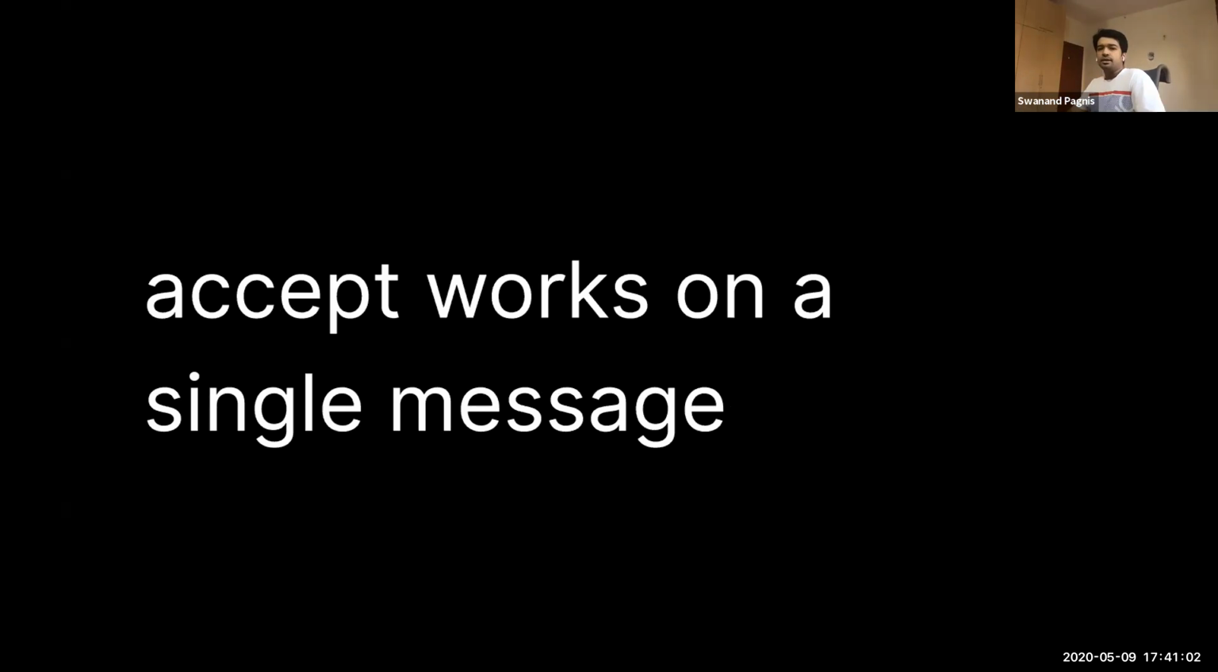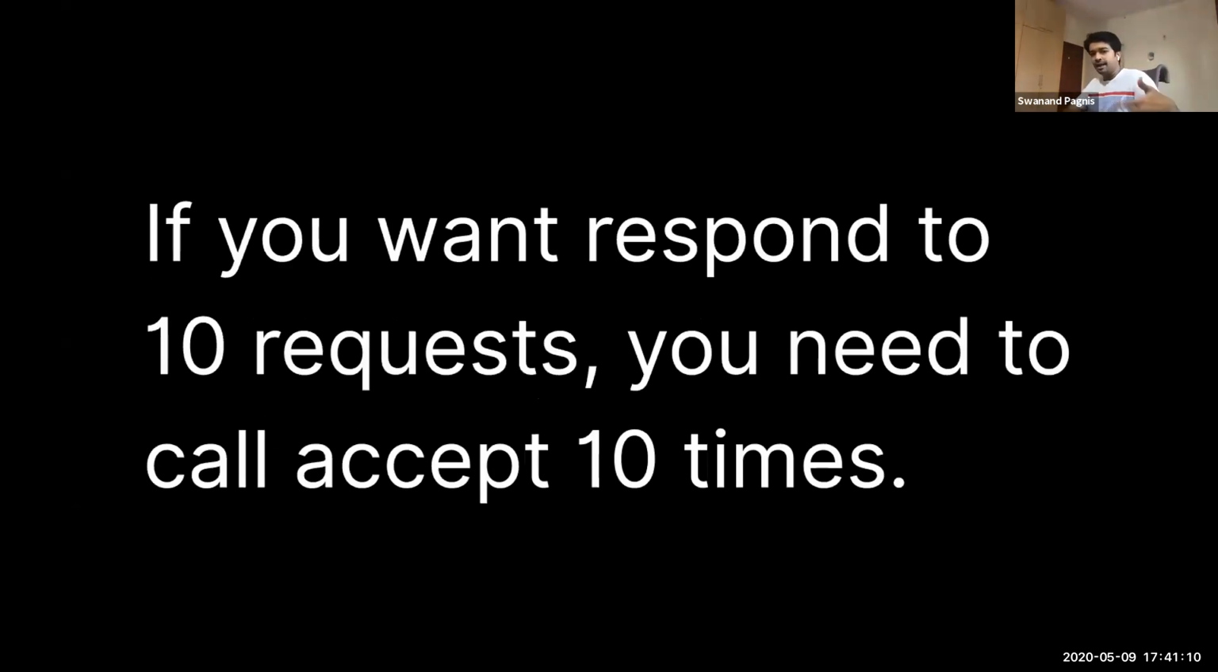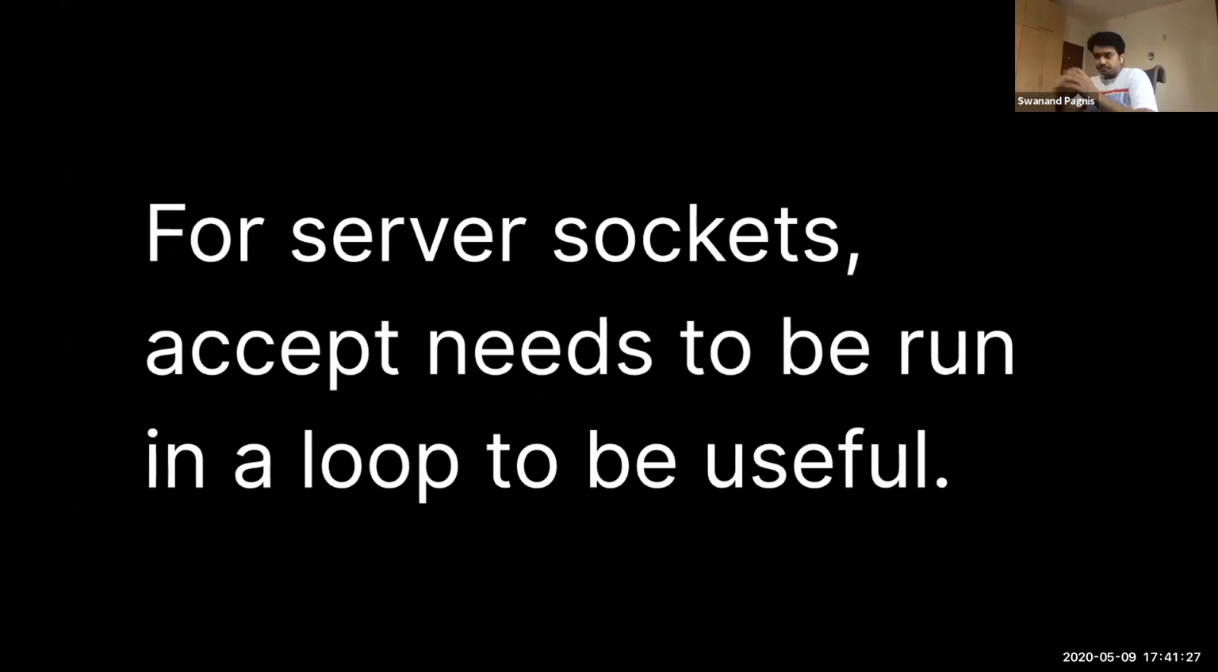Accept, basically one accept call works on a single message, which means if you want to accept 10 requests or 10 connections, you need to call accept 10 times. If you write the simple one-liner code that we have seen, what that code will do is accept the one message and exit, which means you can only send one message and you're done. Fire and forget, single arrow. Which means if you want to do any kind of useful thing like a server, you need to run accept in a loop to be actually useful.